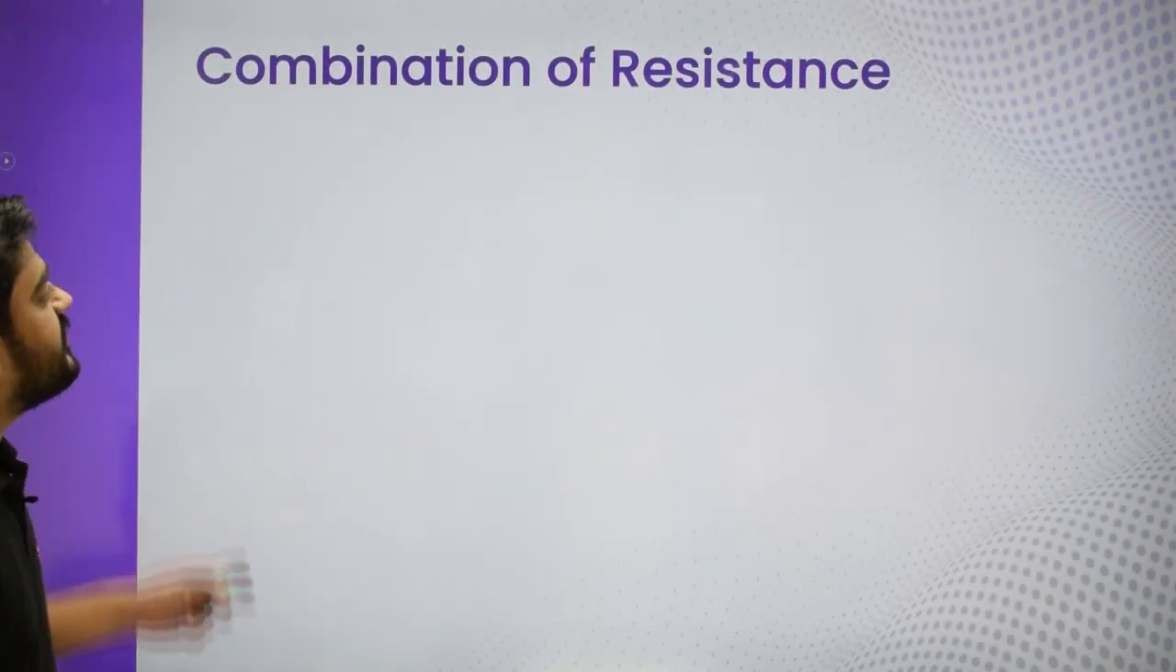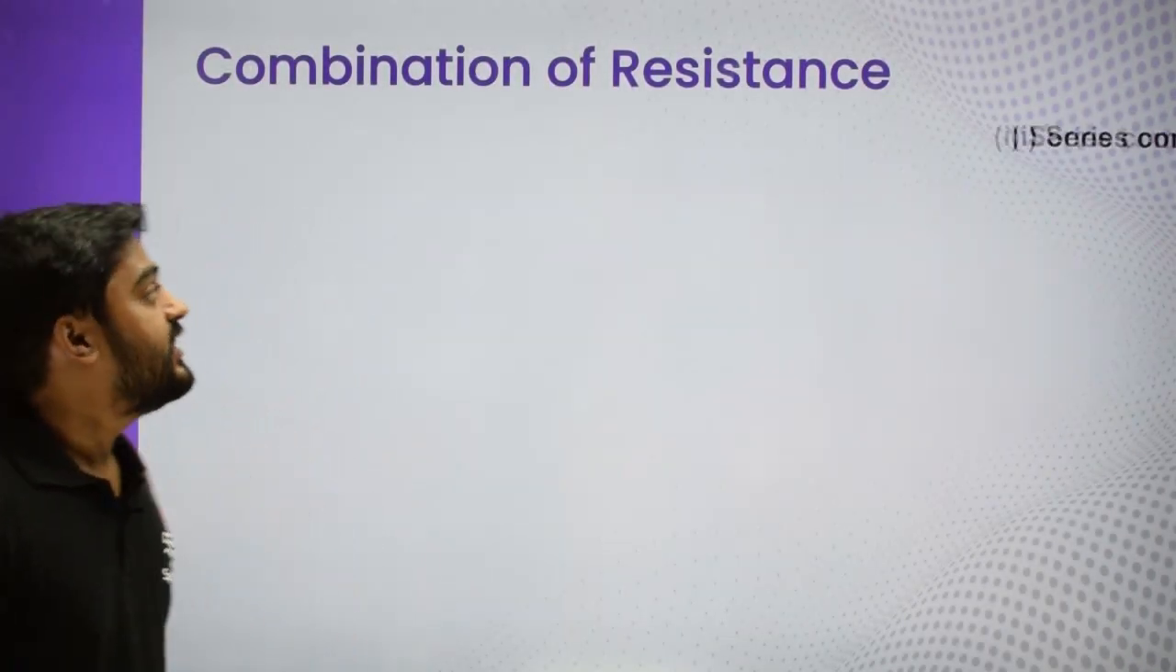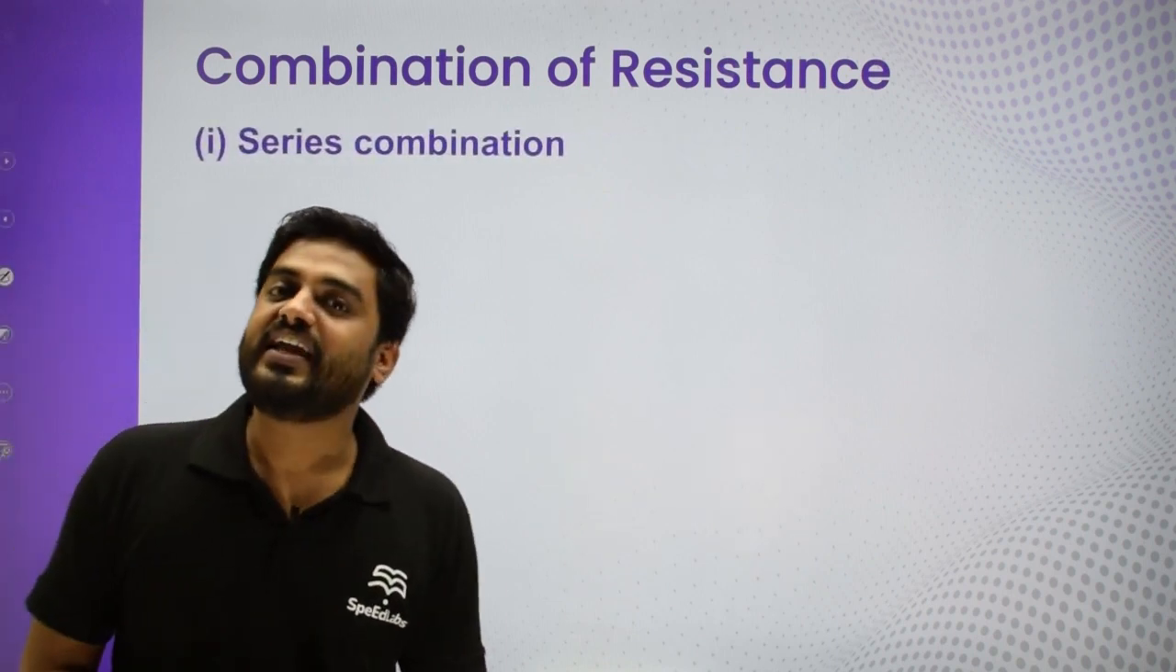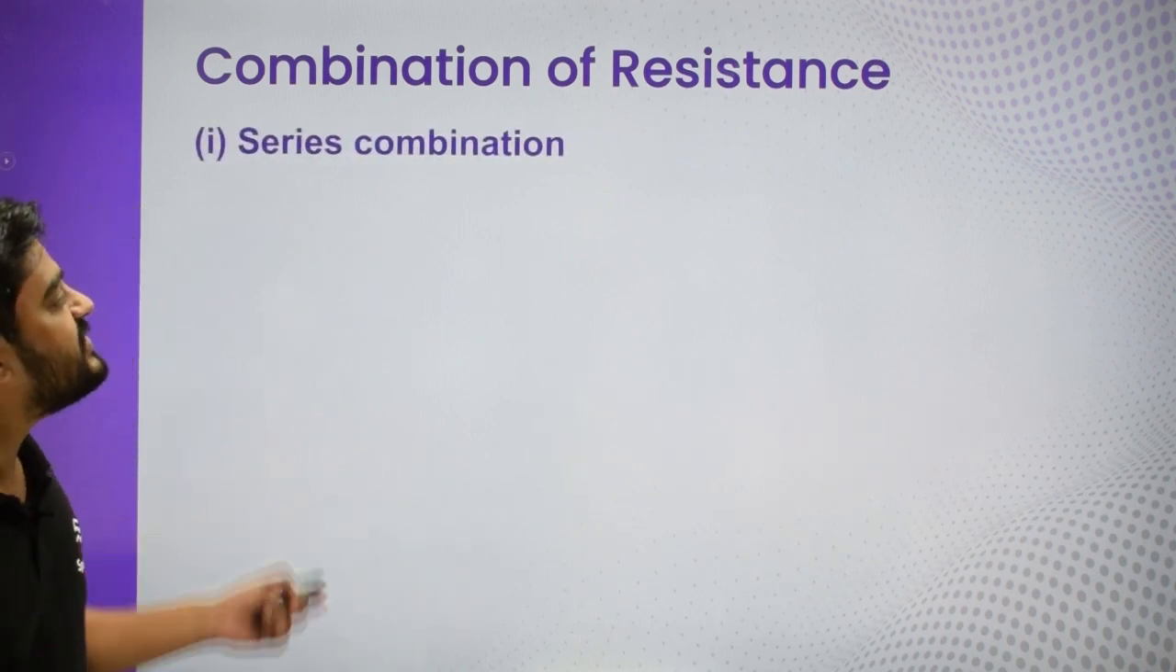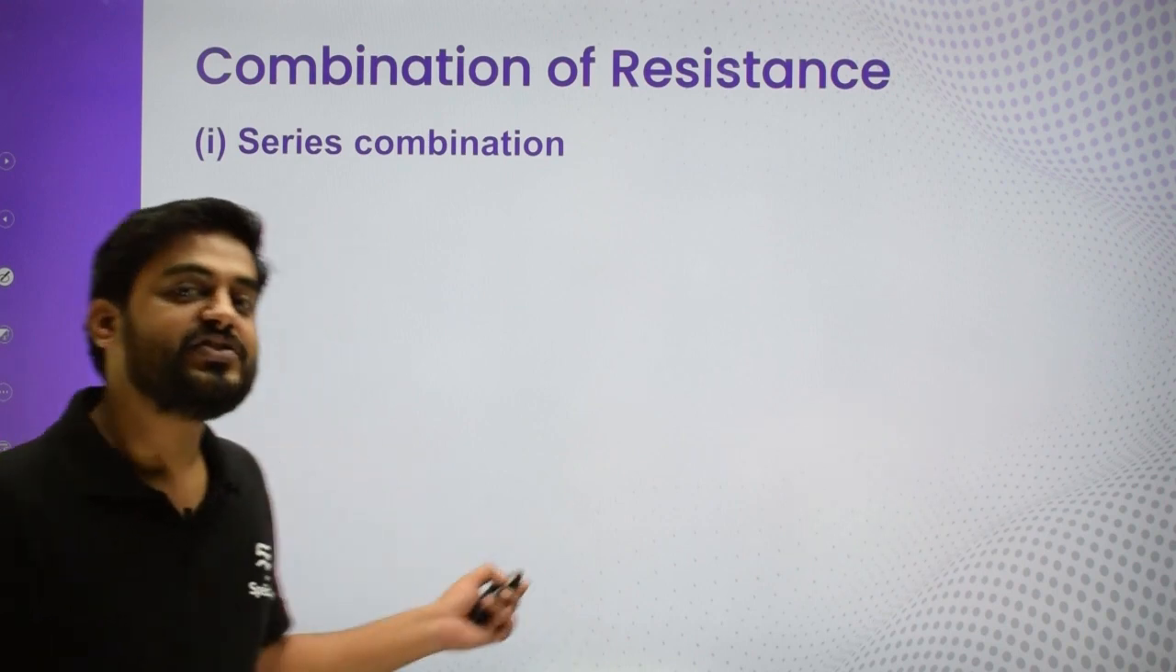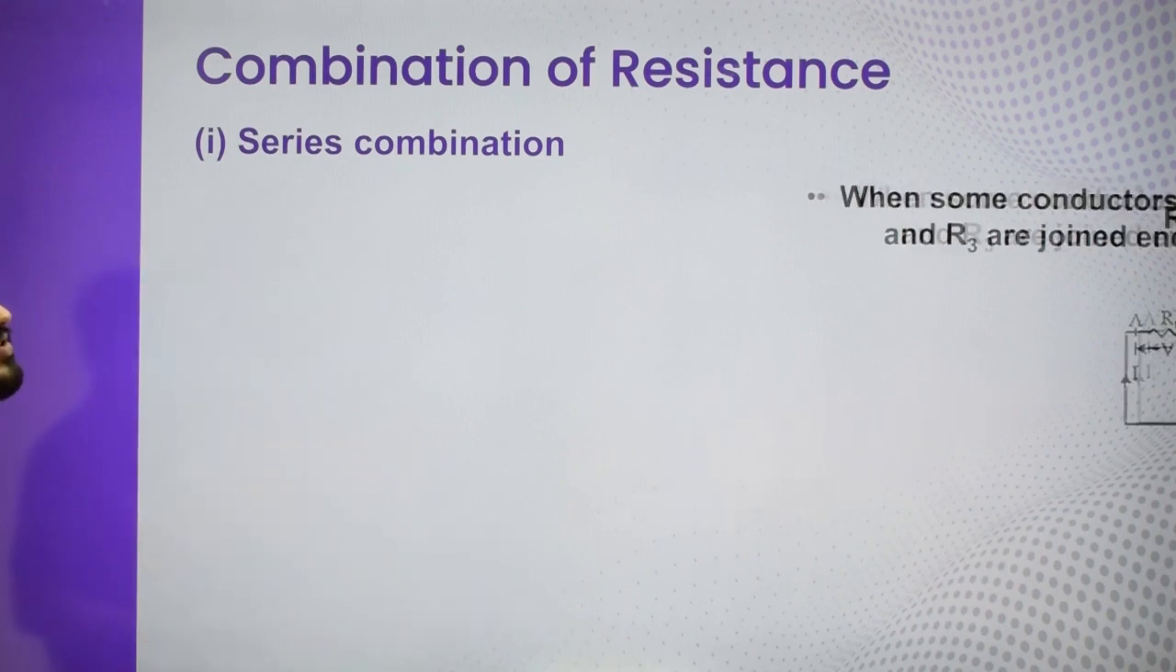Now let us discuss the combination of resistances. Basically there are two ways in which we can see the combination. One is a series combination, another is parallel combination. So first we are going to discuss the series combination.